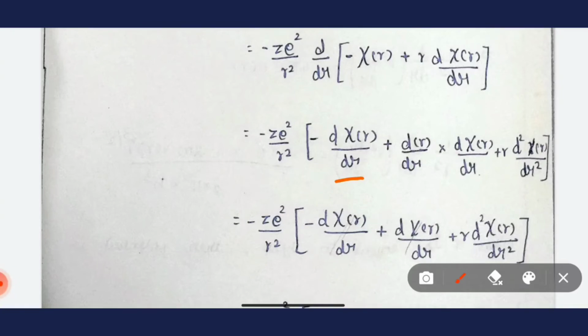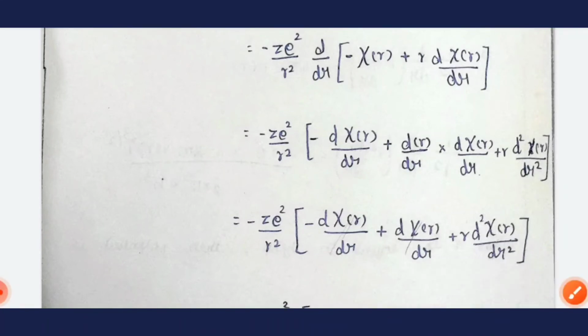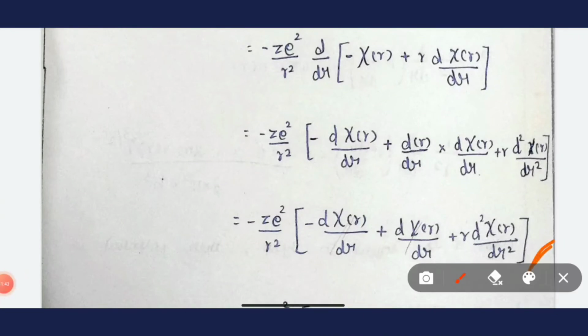So I'm going to first differentiate the r. So dr by dr into d chi of r by dr, I'm keeping it as a constant. And then for the next term I'm going to keep r as a constant and differentiate d chi of r divided by dr, so r into d square chi of r divided by dr square. Here, if you look carefully, this dr by dr will be 1. So what I will have is minus d chi of r by dr plus d chi of r by dr, so I am simply cancelling these two terms. The only remaining term is r d square chi of r divided by dr square.